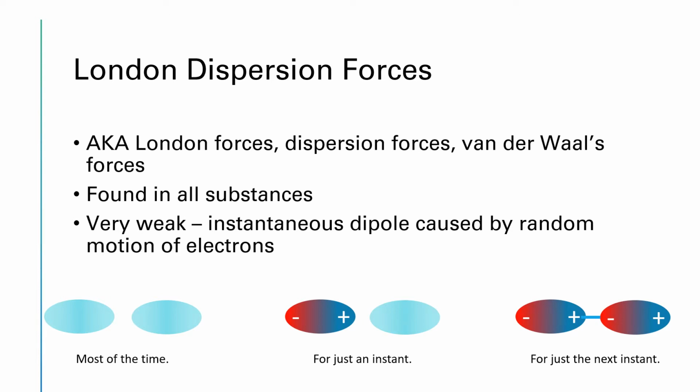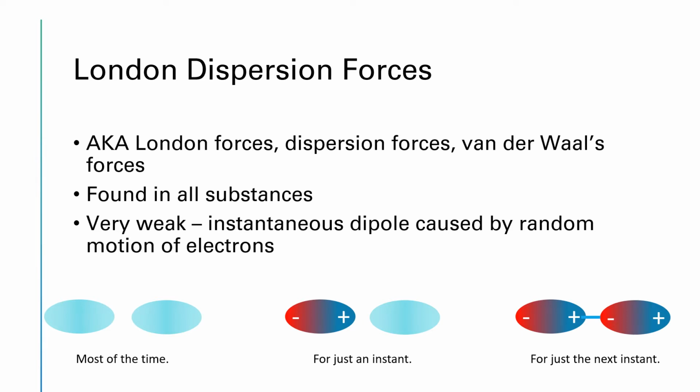I will do my best on quizzes and tests to always call it by both names, London and dispersion, but every once in a while I mess up and I'll either say just London forces or dispersion forces. Don't be confused by that. It's like saying dollar and buck. It's the same thing. These intermolecular forces are found in every possible substance because it is due to the random motion of the electrons in the substance. And every substance has electrons. They move randomly. Therefore, every substance has these London dispersion forces.